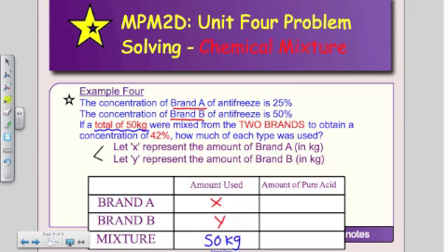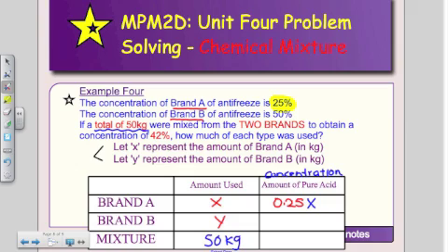Now, my second column, concentration, is usually defined as the amount of pure acid that's actually in the mixture, but you can also call your table just plain concentration. Now, since my concentration of brand A is 25%, that means in whatever mixture I come up with, the amount of brand A will be 0.25 multiplied by the amount used of brand A. That's going to be the concentration, or the amount of pure acid in the final mixture.